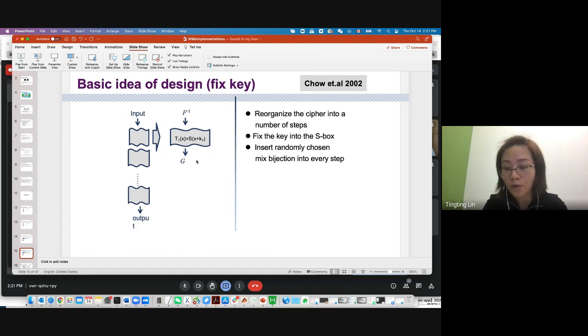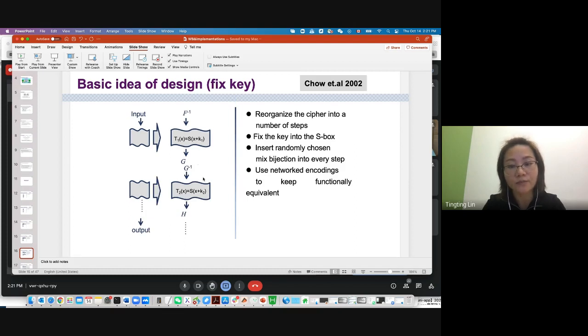But as I said before, we need to keep the functionality equivalent with the original cipher. So we need to use networked encodings to protect the S-box, the new S-box. Networked encodings means the encoding of the output of previous steps should be canceled out with the adjacent input encodings. Like G should be the inverse of it. When we combine them together, G and G inverse should be canceled out.